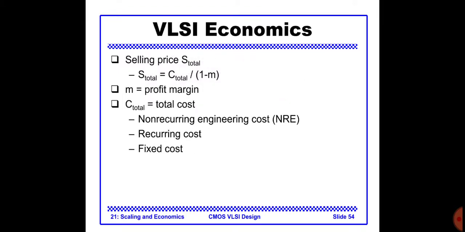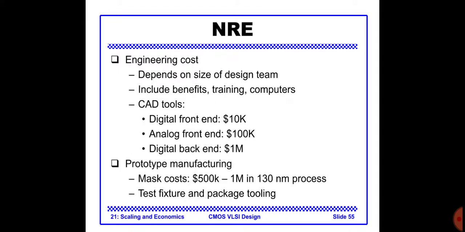VLSI economics: the selling price S total is equal to C total divided by 1 minus M, where M is the profit margin. C total means total cost, which includes a non-recurring engineering cost, a recurring cost, and a fixed cost. NRE engineering cost depends on the size of the design team, including benefits, training, computers, and CAD tools.